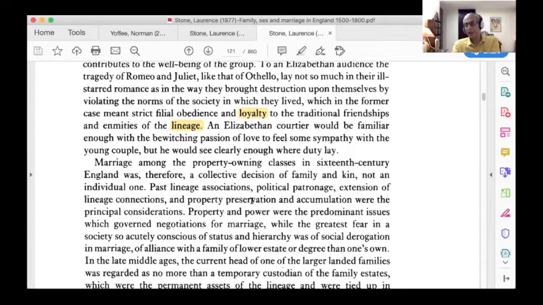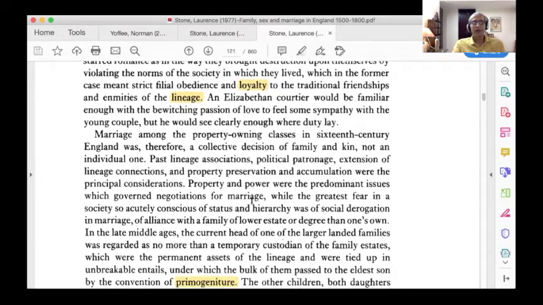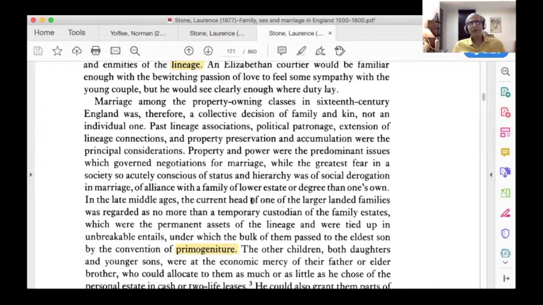So duty lay in following filial obligations, right? And so the violation of norms was where the tragedy lay, right? So marriage among property-owning classes in 16th century England was therefore a collective decision of family and kin, not an individual one. So that's already been described as such.